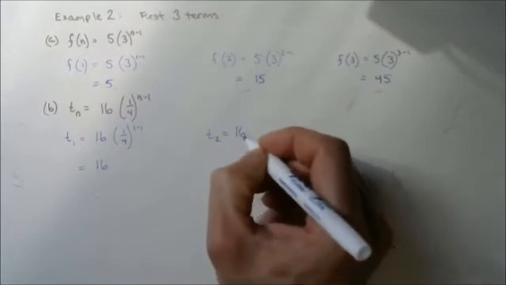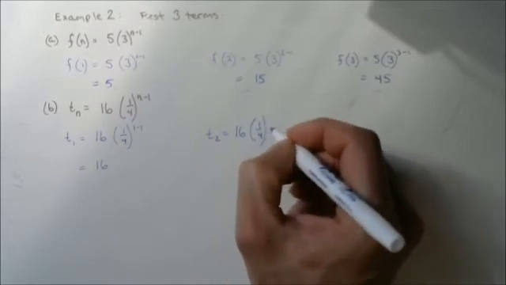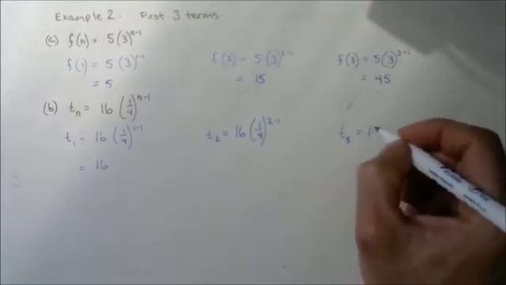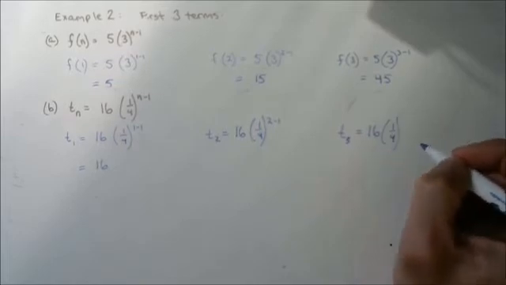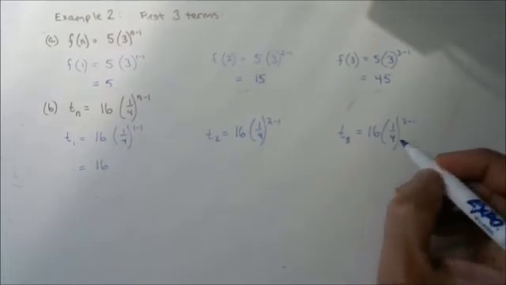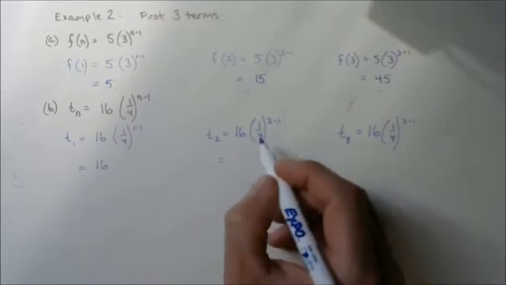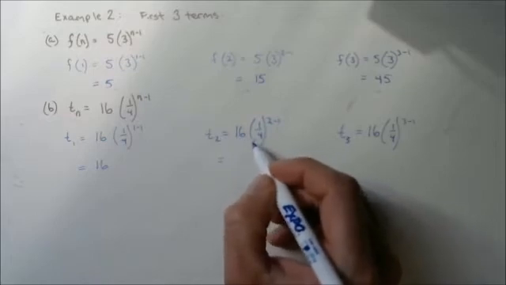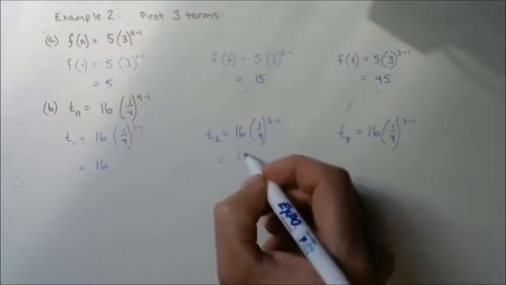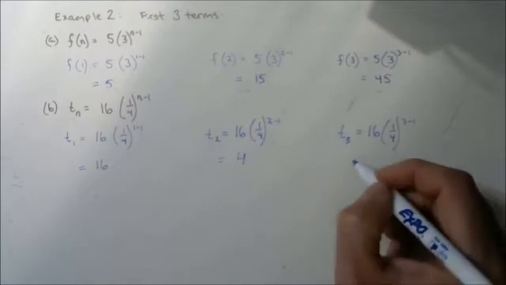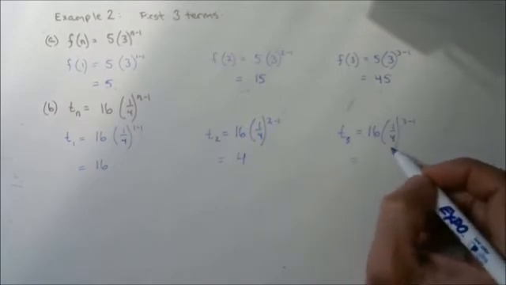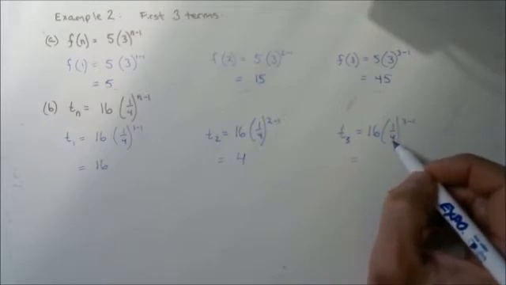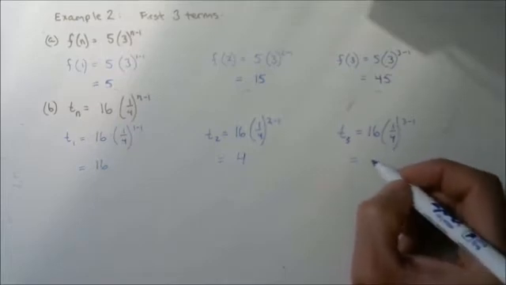Second term, 16 times 1/4 to the power of 2 minus 1. And I'm just going to write out my equation for the third term. 16 times 1/4 to the power of 3 minus 1. Going back to the second term, 1/4 to the power of 1 is 1/4. 16 times 1/4 is 16 divided by 4. That's going to be 4. In our next one, we've got 1/4 to the power of 2. That's going to be 1/16. 16 times 1/16 is 1.